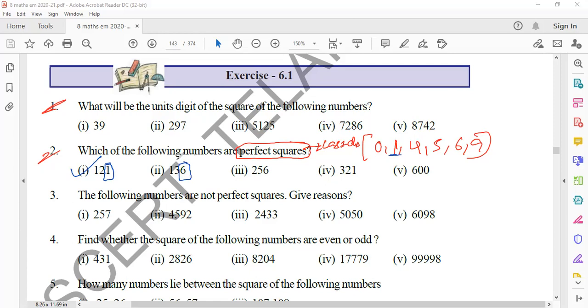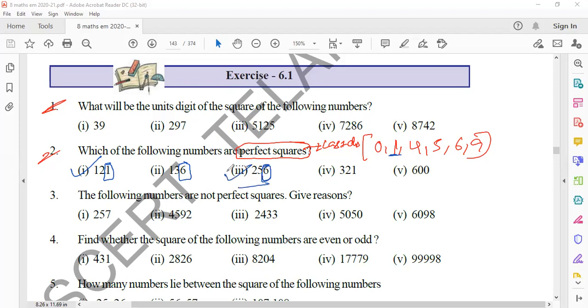I think 6 is now available or not? Yes, it is possible. We cannot say for sure that it is possible, there may be a chance. We cannot say perfectly that it is a perfect square, but we can make a chance of it. So you can do that. Perfect squares: then 256, 6 is available.